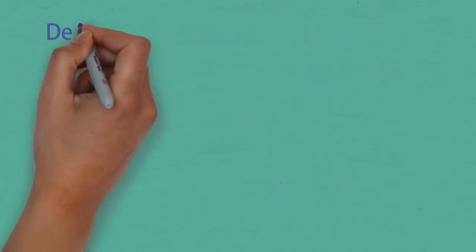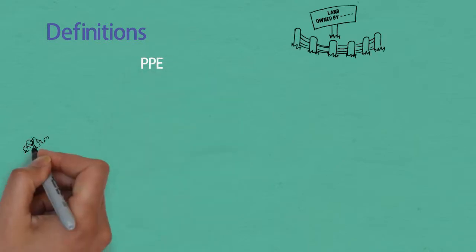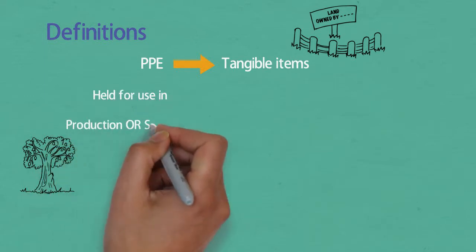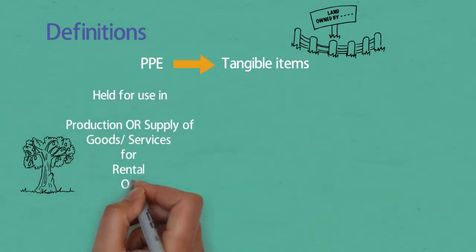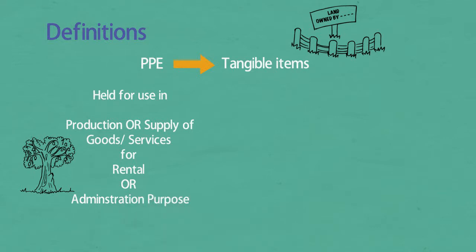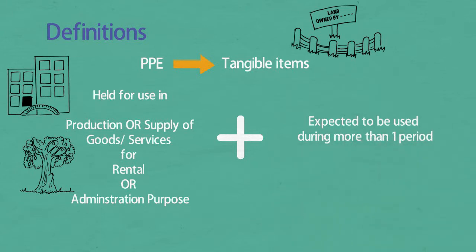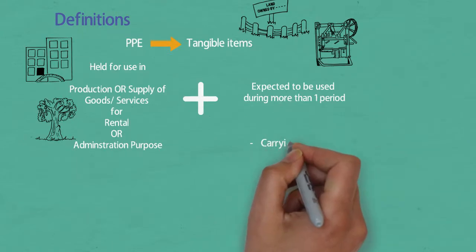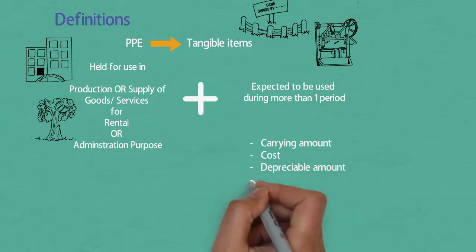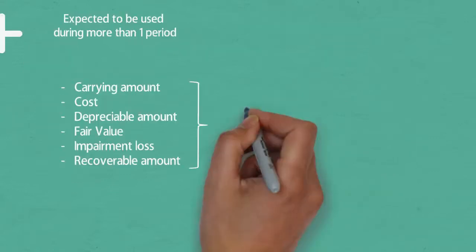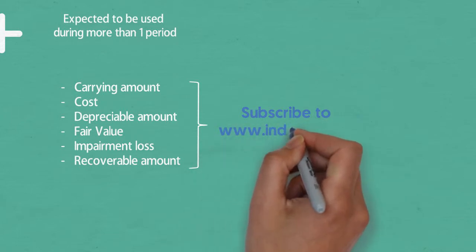Let us first understand what property, plant and equipment means. Property, plant and equipment are tangible items that are held for use in production or supply of goods or services, for rental to others or for administrative purposes, and are expected to be used during more than one period. To understand other key terms related to PPE, such as carrying amount, cost, depreciable amount, fair value, impairment loss, recoverable amount, etc., check our website indaslab.com.